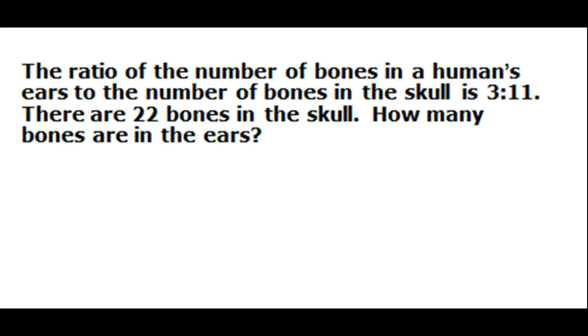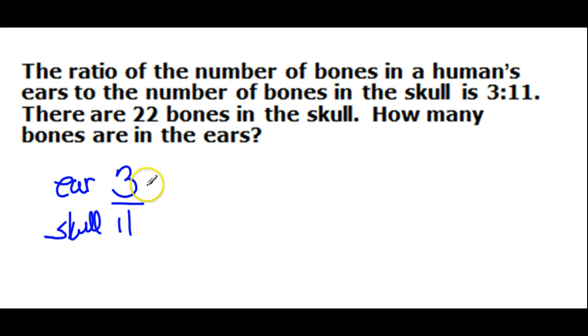Here's a ratio problem. It says the ratio of the number of bones in a human's ear to the number of bones in the skull is 3 to 11. There are 22 bones in the skull. How many bones in the ear? So let's see. It said the ratio of the bones in a human's ear, so we're putting ear on the top, is 3, to the number of bones in the skull. So we'll put skull on the bottom, which is 11.